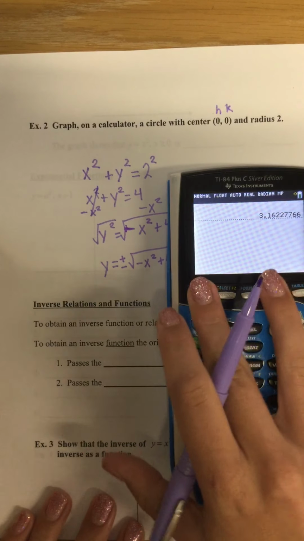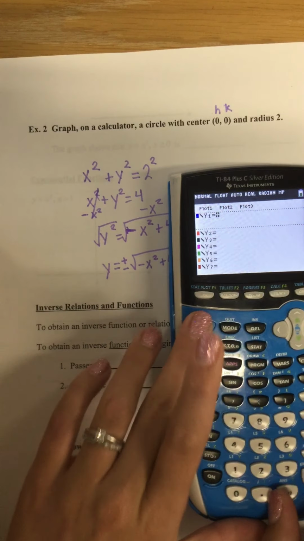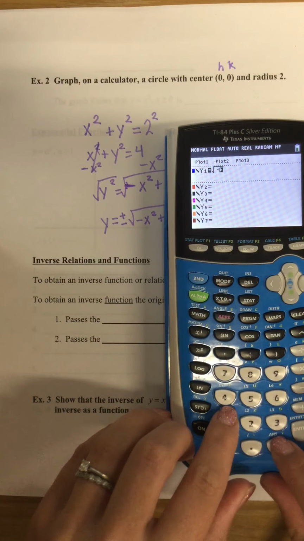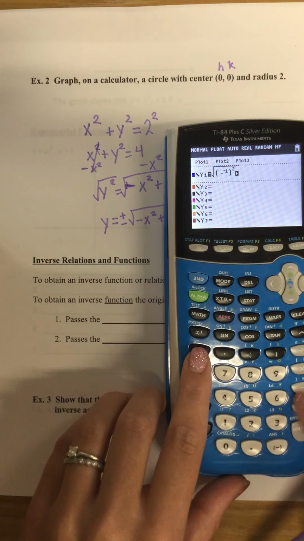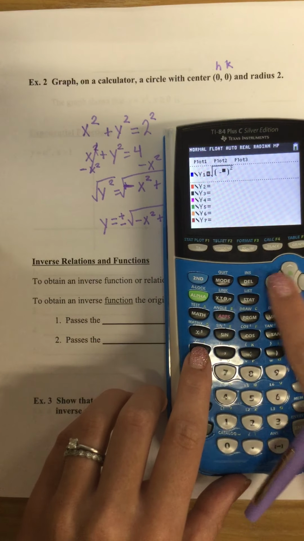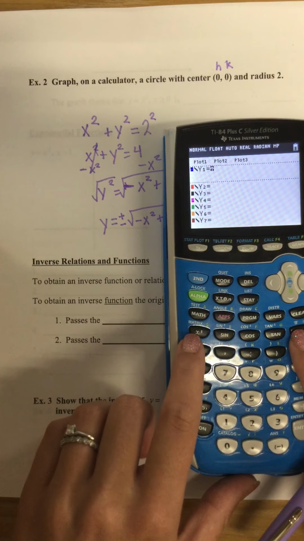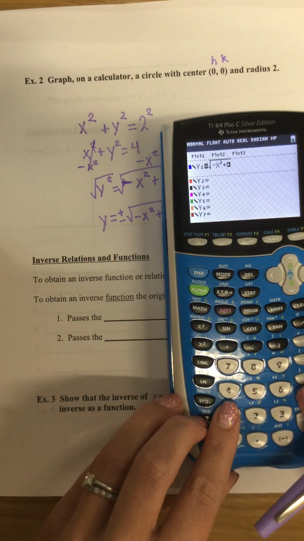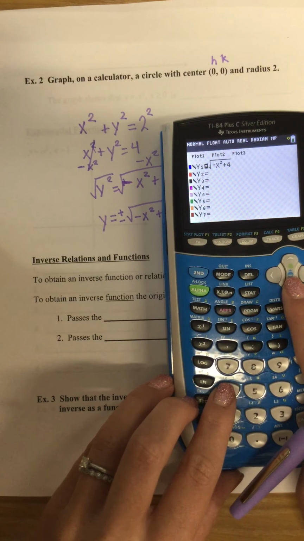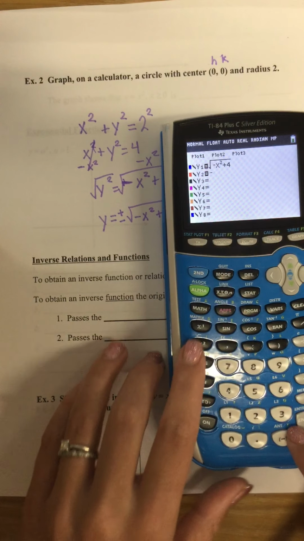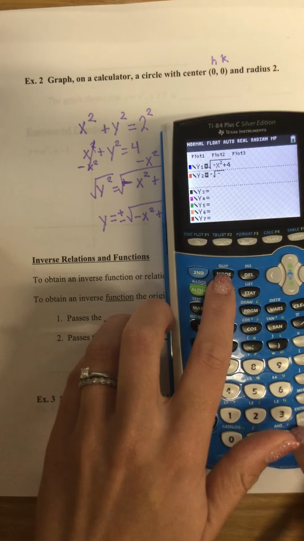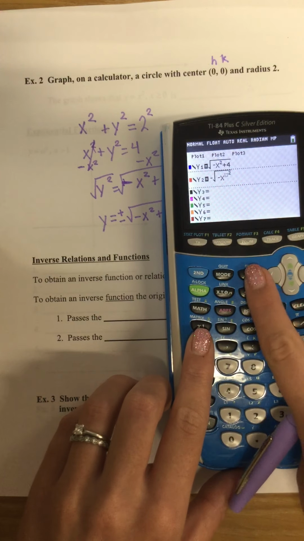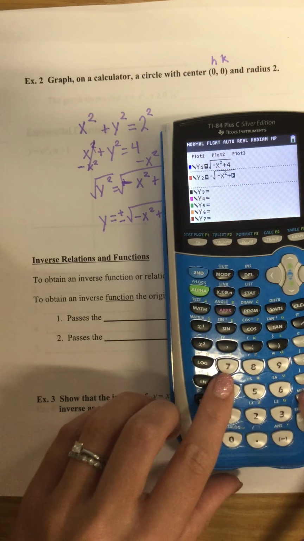I could graph in the square root right there of negative x squared. Whoa, sorry guys. I'm trying to watch the video too, and I didn't do that very well. Okay, square root of negative x squared plus 4. And then, so it's plus or minus, so we would also have negative square root of negative x squared, oops, plus 4.